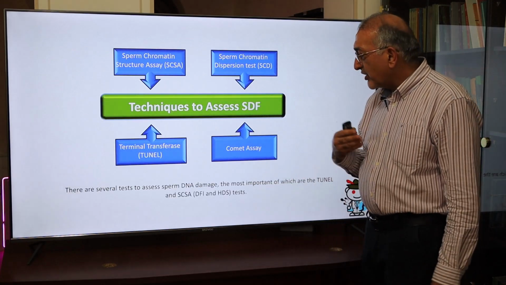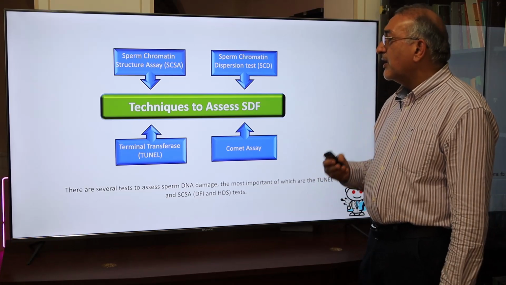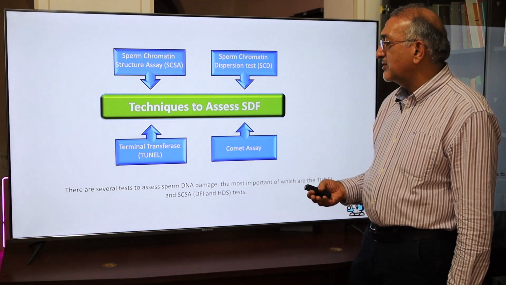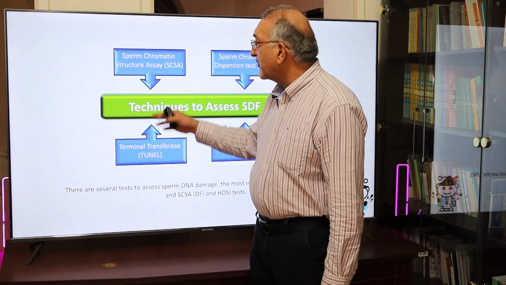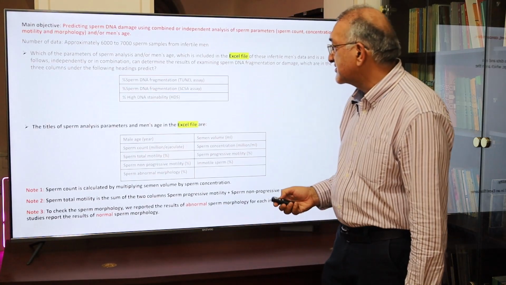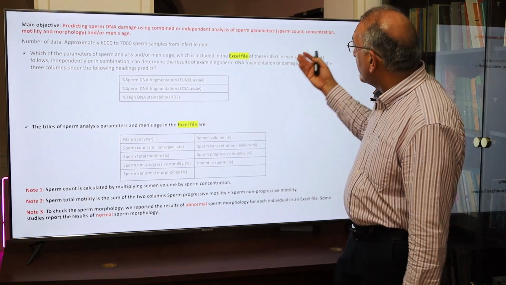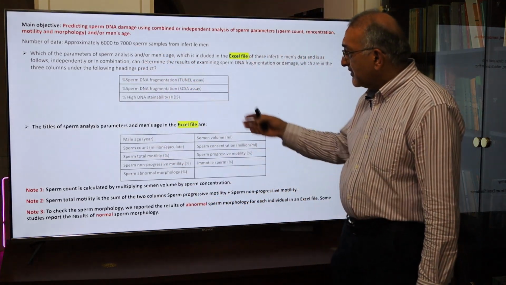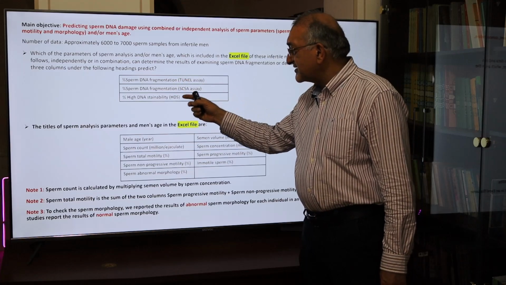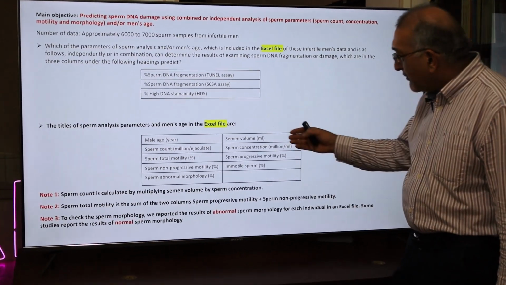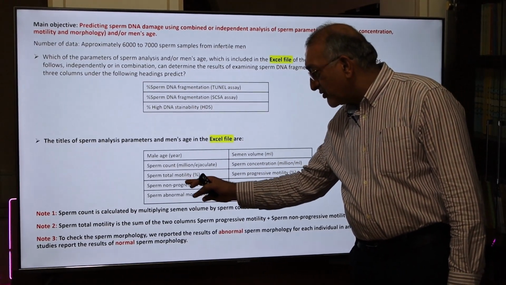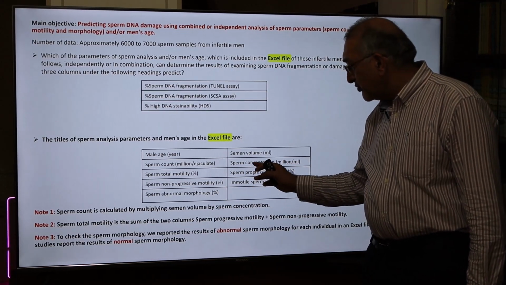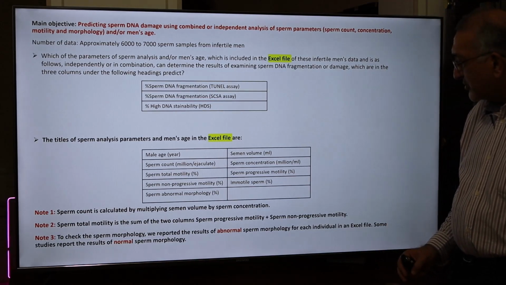So scientists like me and my group have set up tests in their labs, and the two most infamous tests are the TUNEL assay for DNA fragmentation and the sperm chromatin structural assay. These tests are costly. We have data on around 6,000 to 7,000 sperm samples, for which we have the data for the TUNEL assay, SCSA assay, and HDS assay. And we also have the data on male age, sperm count, sperm motility, sperm progressive motility, abnormal morphology, volume, concentration, sperm normal, sperm progressive motility, and immotile.